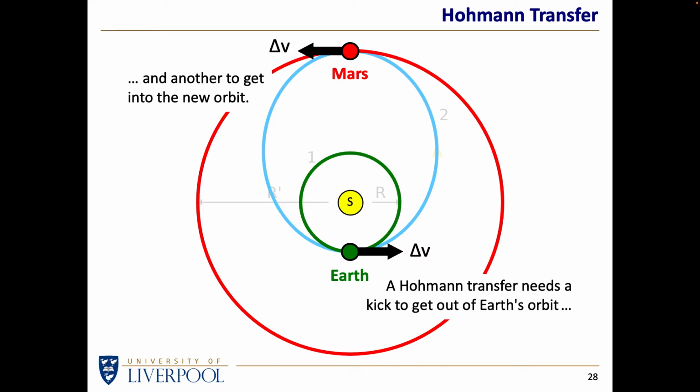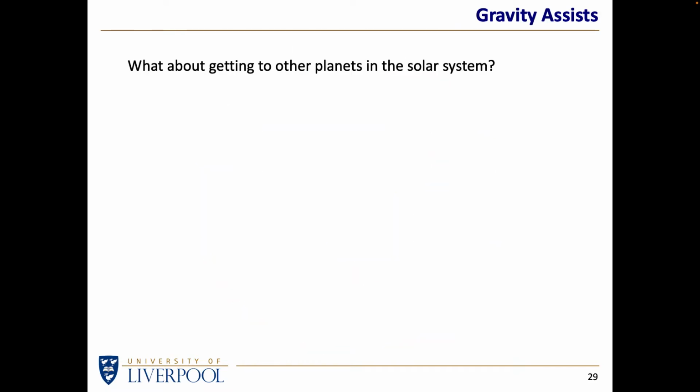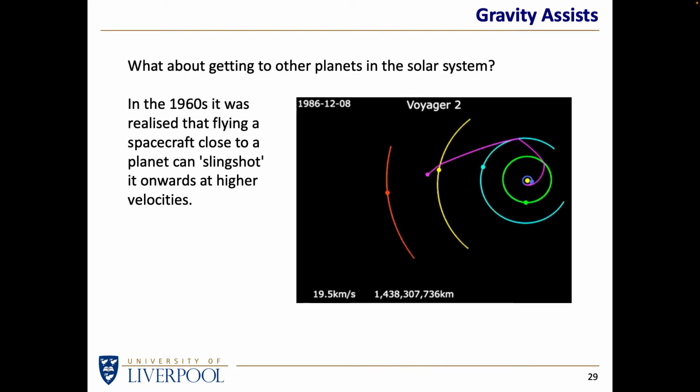So Hohmann is a particular method of getting from A to B that is fuel efficient, but you have to wait until the planets are in the right place in the solar system in order to decide when you're going to launch and when you're going to arrive. But what about getting to other planets in the solar system other than our immediate neighbor, Mars?